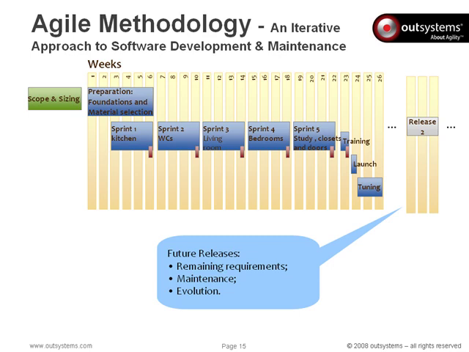Future releases will be run as similar projects, but will typically have fewer sprints. This is where we add known requirements left out of the previous release, as well as performing necessary maintenance and addressing evolutionary needs. And the process begins again.